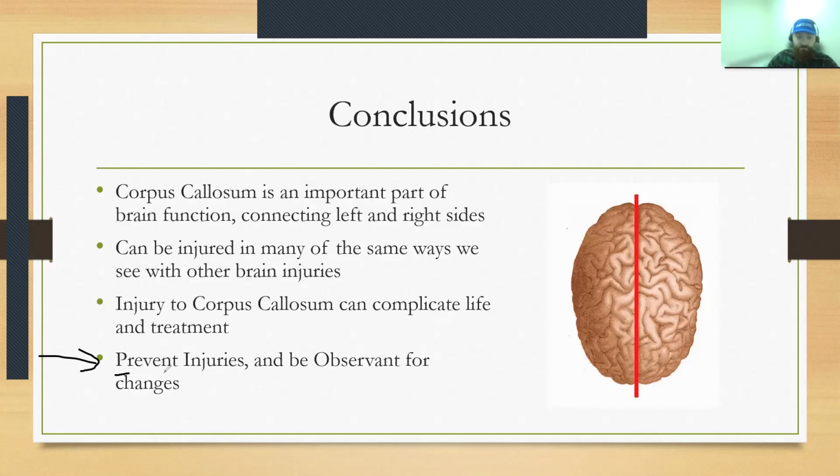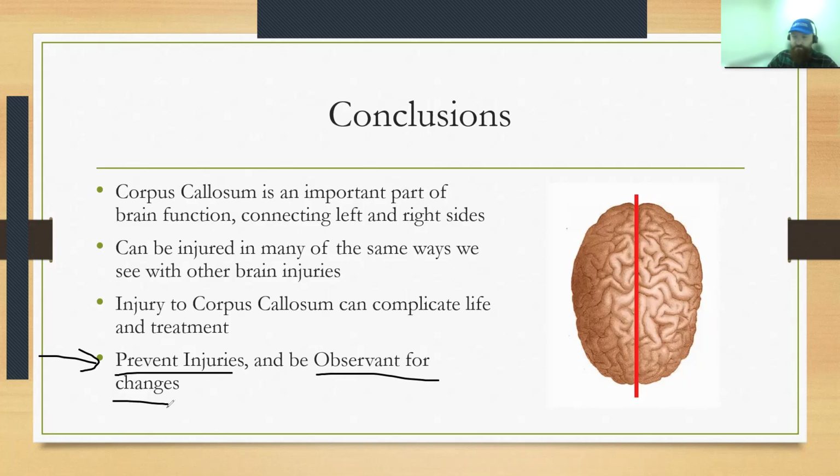But really, my point is let's prevent these injuries from the very start. Again, we want to be safe. There's not everything that we can prevent. Obviously, if someone's got MS, it would be important to control that before it attacks the brain, before it attacks the corpus callosum. And we also want to be observant for changes.